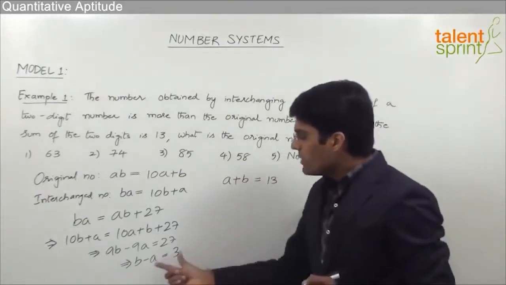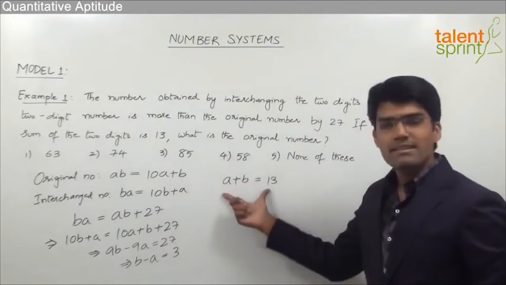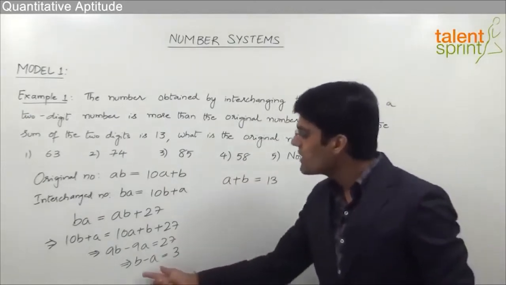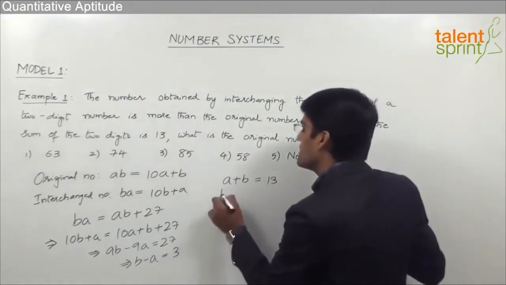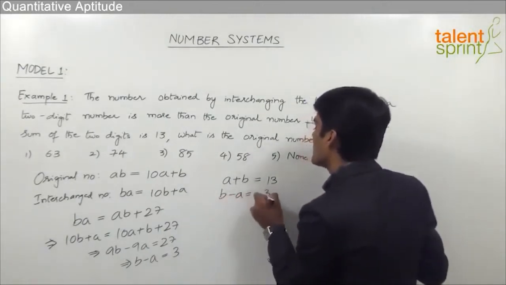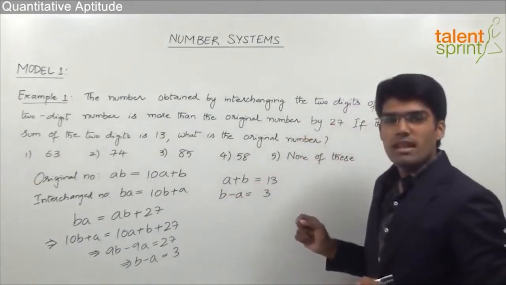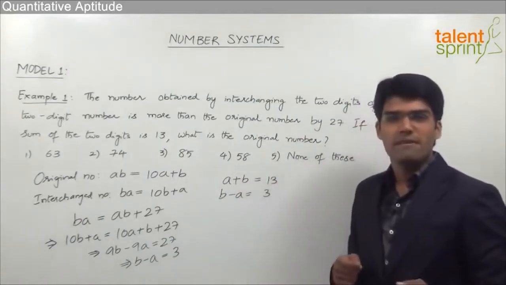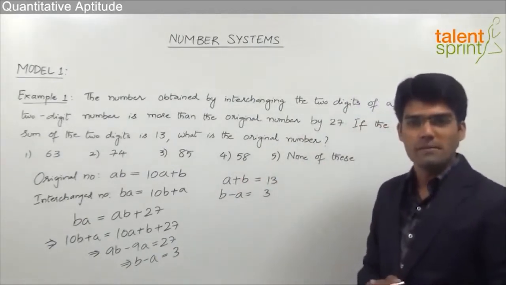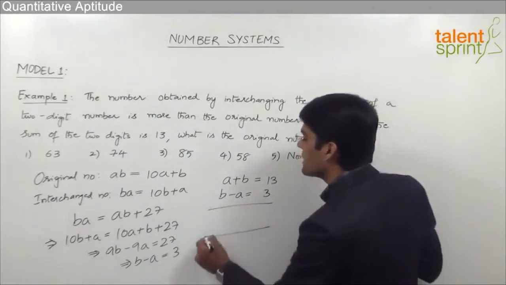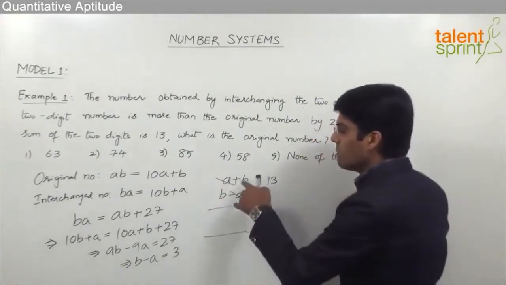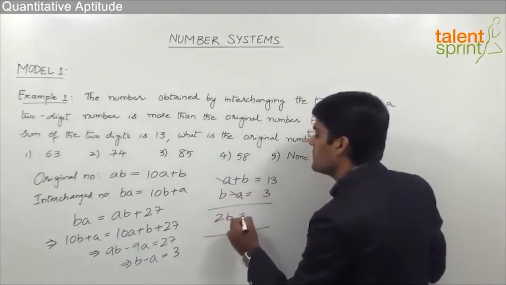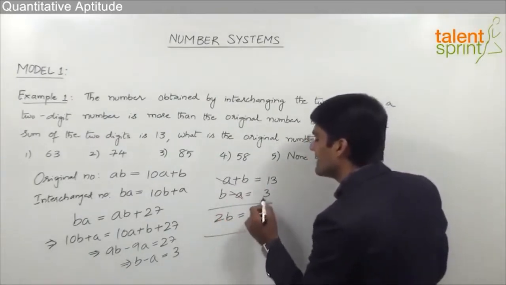So now we know the difference of the two digits as well as the sum of the two digits. That means we have two equations and two variables A and B. The second equation is B minus A equals 3. By solving these two equations, we can find the values of A and B. Let us add both the equations. A and minus A get cancelled, B plus B is 2B, and 2B equals 13 plus 3, that is 16.